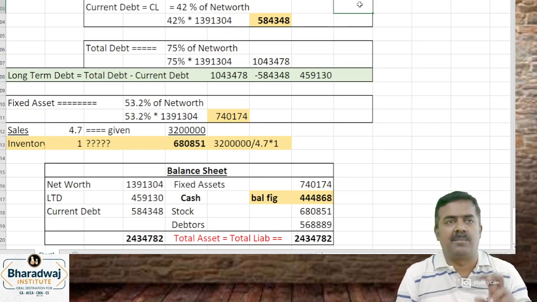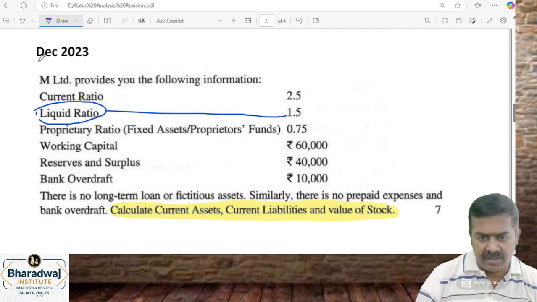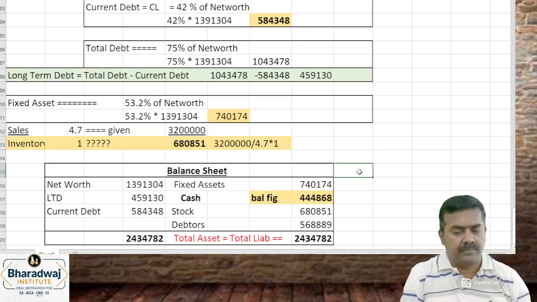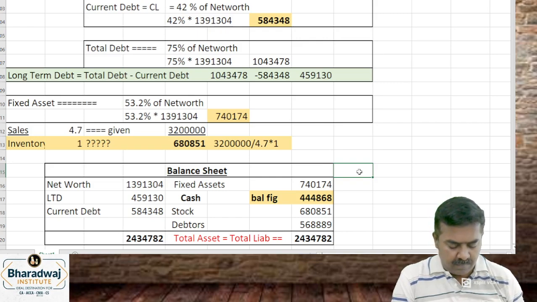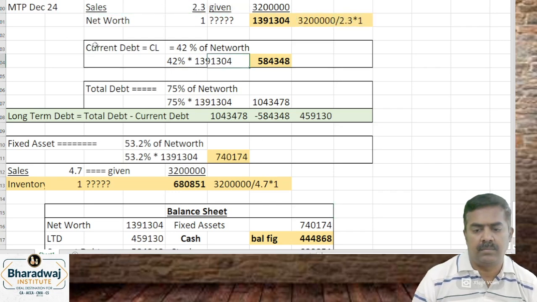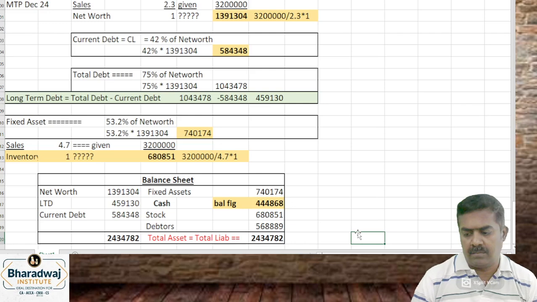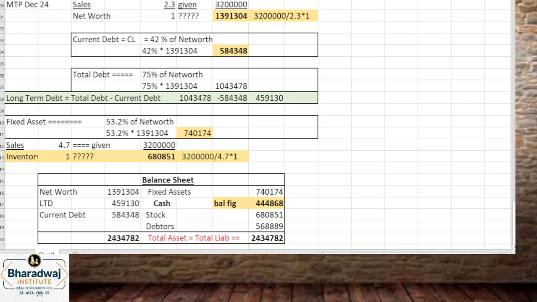Try the next question. That is nothing but double the numbers of the previous one that we saw. Double the numbers of the December 2023 question. Next question, try.